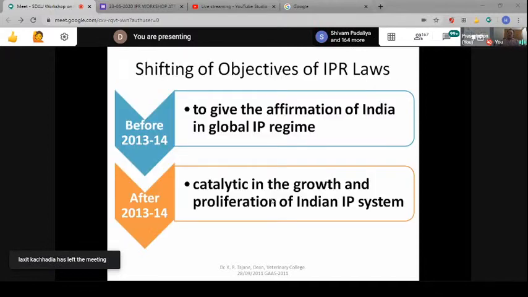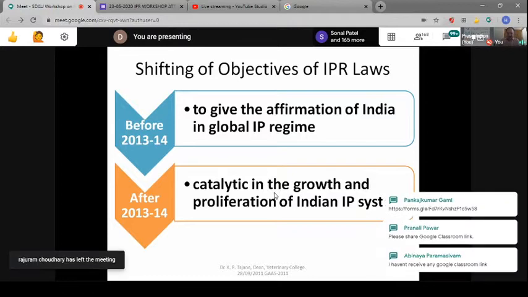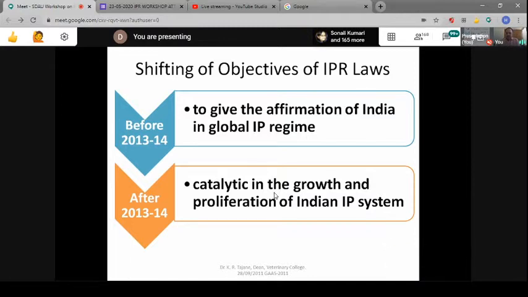So if you look at these things, the shifting objective of the emerging trends with respect to intellectual property rights in India: just before 2013 and 14, the changes were focused on making Indian rules, regulations, acts and laws compliant with the global regime.